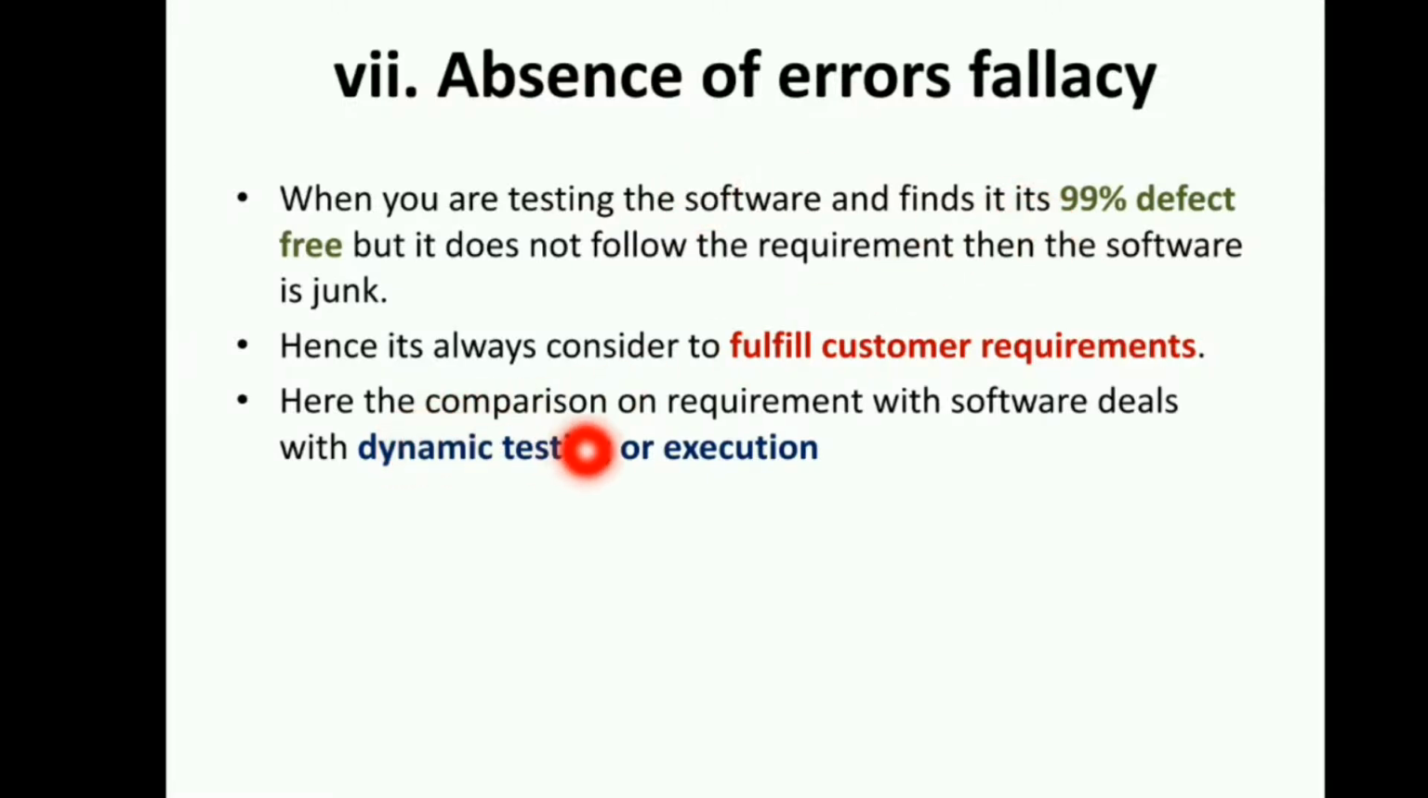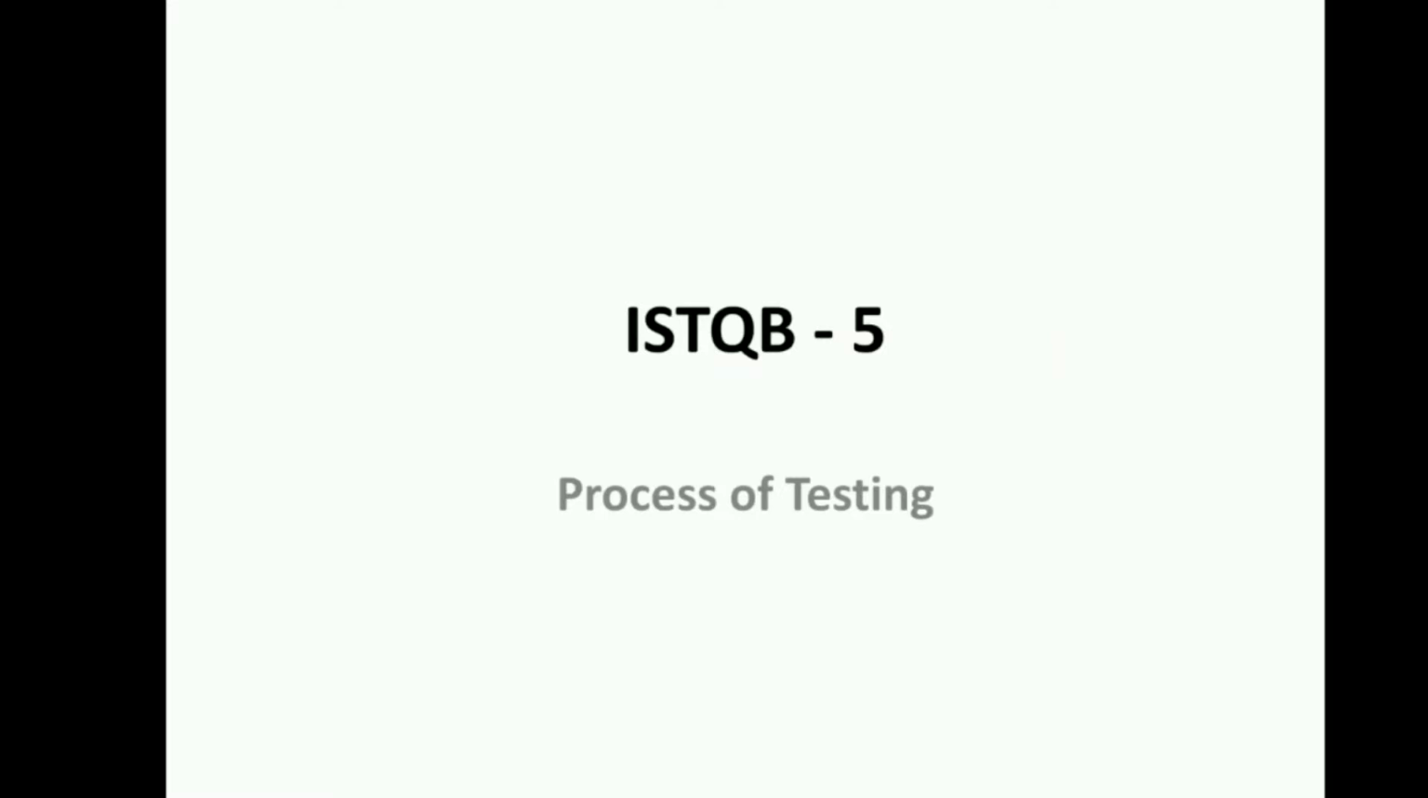Here the comparison is against the requirement, and the software deals with dynamic testing, or execution. This has to be done so that the absence of errors fallacy is satisfied in the testing environment. So these are all the 7 principles that I wanted you to understand. In our upcoming videos, we will see exactly how we deal with these principles when we are working.